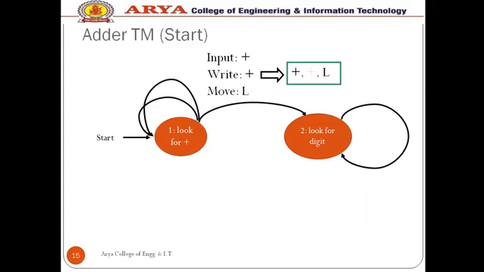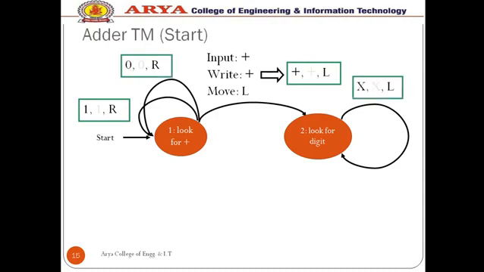Next we reach the second state, which is look for the digit. We have found the plus value, that is the operation. Now we are finding the digit. What is the next digit? Now either 1 or 0. So we can start with 1 1r, as we see in this slide. Next is 0 0r. That means 0 is replaced by 0, move in the right direction. In the second step, if we get an x value, x is replaced by x, move in the left direction.